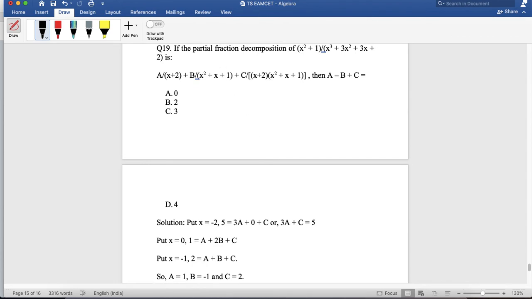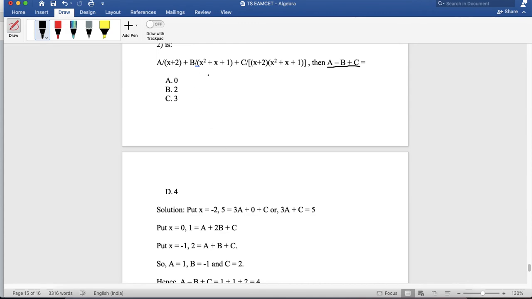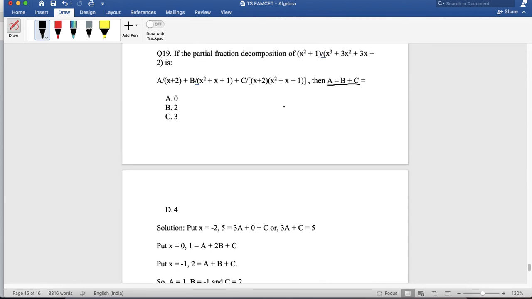Question 19. If the partial fraction decomposition of this is equal to this, then a minus b plus c is what? So we do this in definite integrals. We decompose this into fractions so that the integration is easier. This is a part of that. So what I will do is take the LCM of x plus 2 and x square plus x plus 1. So a will be multiplied with this, b will be multiplied with this, c will be multiplied with this, and then we start putting the values of x equal to 0, 1, minus 1.